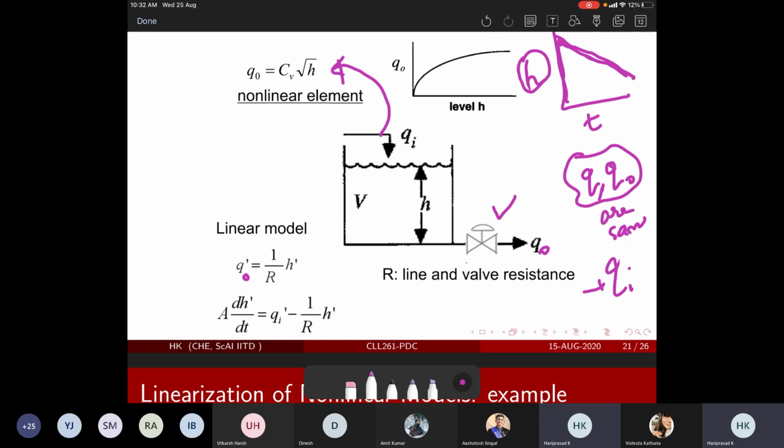So if it's just a linear relationship, how do you calculate the flow rate? This is what we have learned in the tutorial: the flow rate would be the driving force, which is the head, divided by the resistance. This is if things are linear, but here of course it is non-linear. If it is just linear, as you would see, A dH'/dt = Qi' minus (1/R) times H'. This is when things are linear.